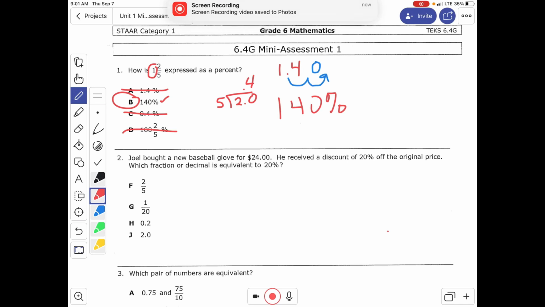Number 2, Joel bought a new baseball glove for $24. He received a discount of 20% off the original price, which fraction or decimal is equivalent to 20%. Well, percent means over 100. So it would be 20 over 100. And remember, Miss Garrett said if they end in zeros, you can just mark those off. So that leaves 2 over 10.